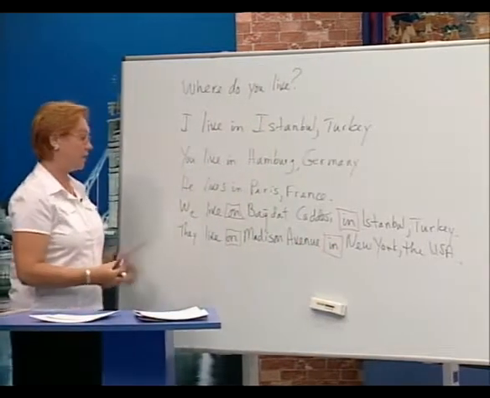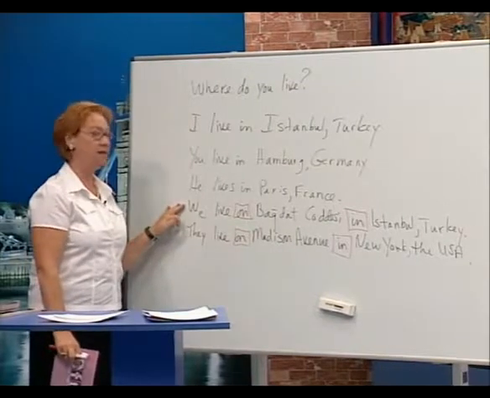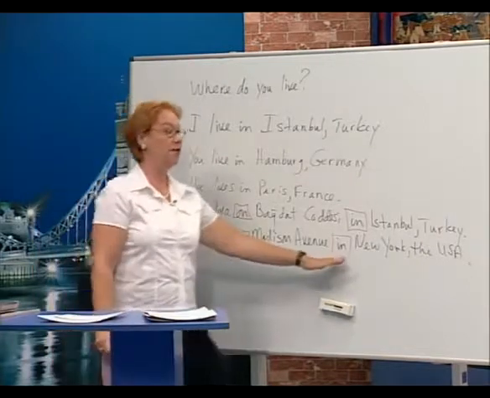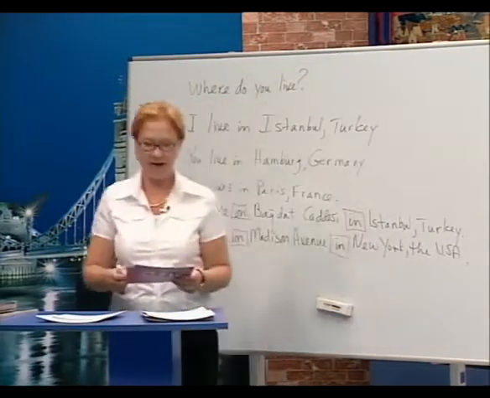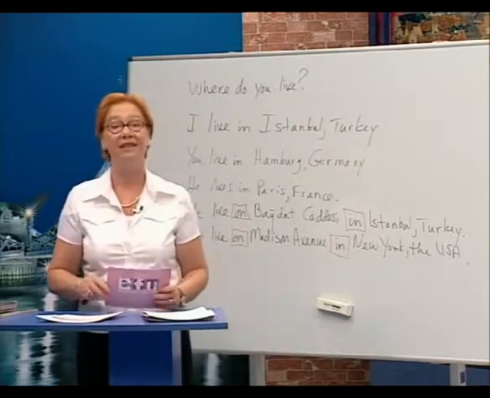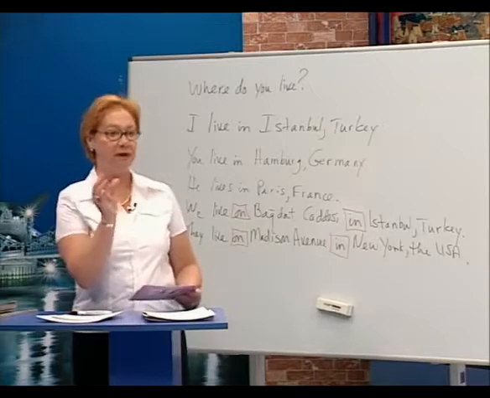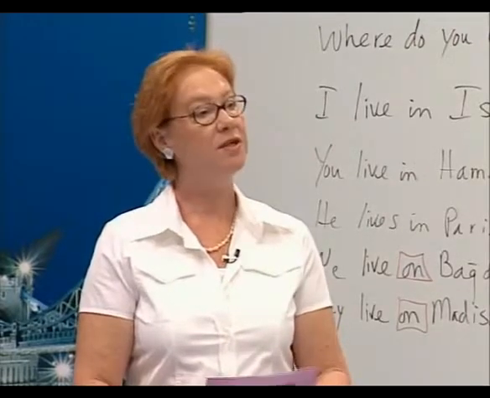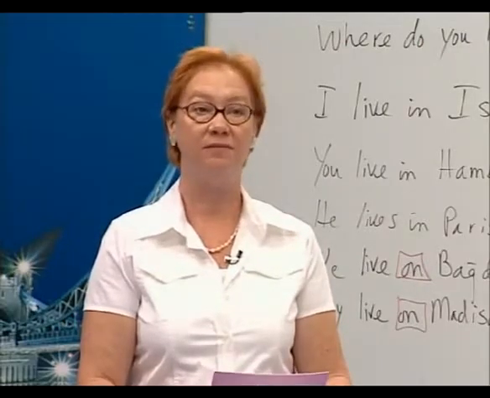So, where do you live? We live on Bağdat Caddesi in Istanbul, Turkey. Where do they live? They live on Madison Avenue in New York, the US. Okay? Now, let's ask questions again. But I want you to make them shorter. So, Ali, where do you live? I live on Bağdat Caddesi in Istanbul, Turkey. Okay. Lisa, where do you live? I live on Besserstraße in Hamburg, Germany. Isabel, where do you live? I live on Rue de Paula in Paris, France.